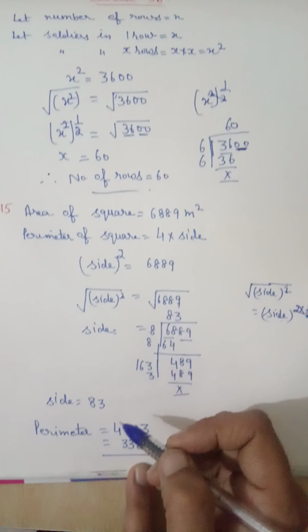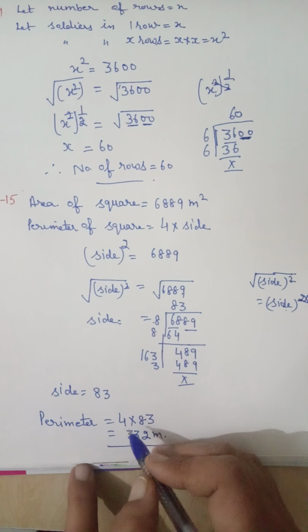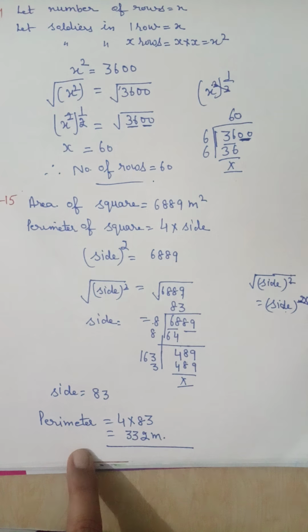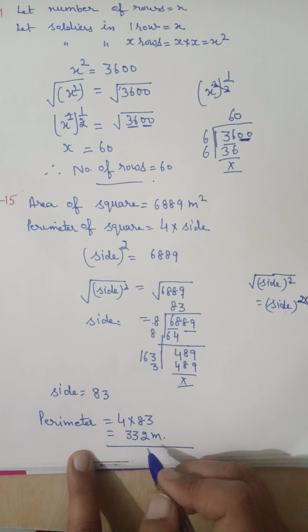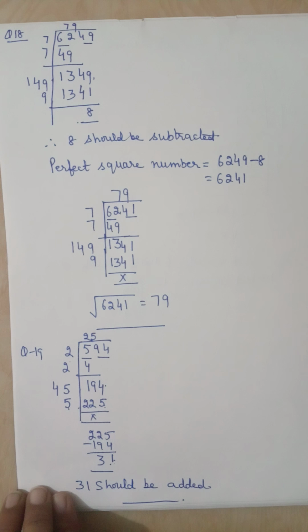We need to find the perimeter. Perimeter is equal to 4 into side, 4 into 83, that is equal to 332 meter. Now question number 18.